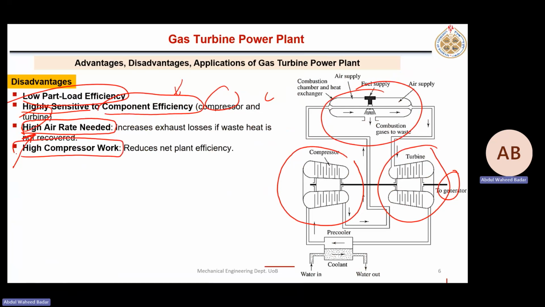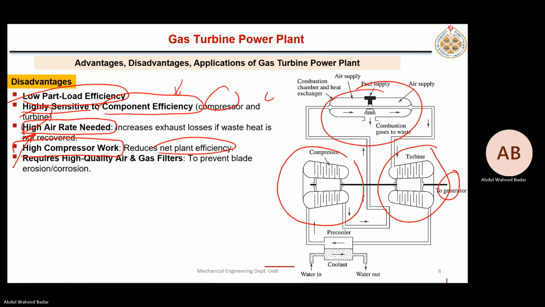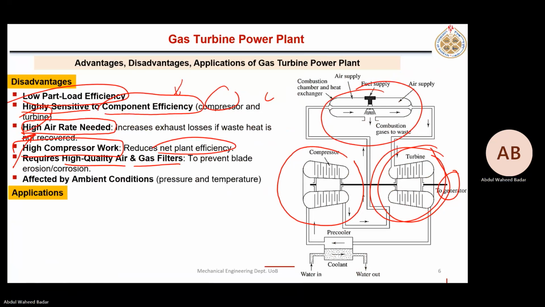High compressor work, of course, that is clear. That's why the overall efficiency drops. Okay, high quality air and gas filters are required to prevent the erosion or corrosion of blades. They are very much dependent upon ambient condition.